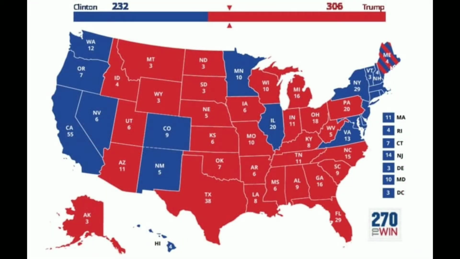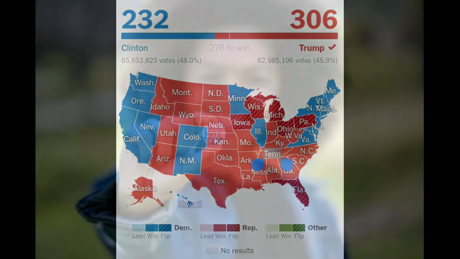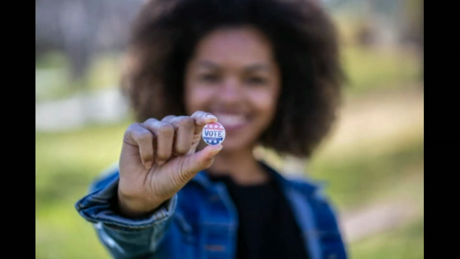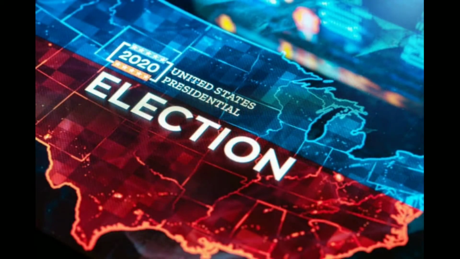There is a total of 538 electors across all the 50 states in the US. The candidate who can secure more than half of the electoral votes wins the election. 270 is the number of electoral votes needed by a candidate to win the presidential election. All the electors constitute the Electoral College.